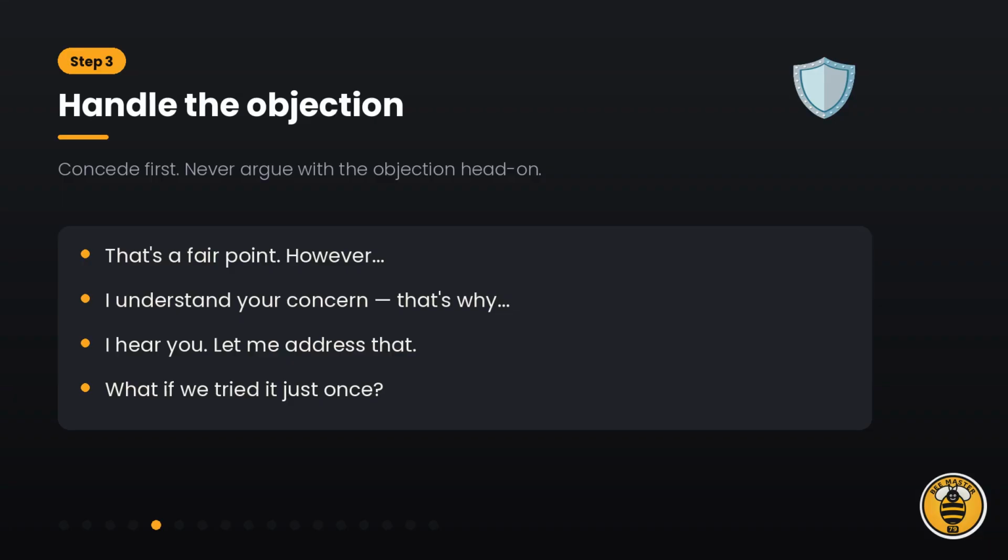Step 3. Handle the objection. The rule here is simple. Concede first, then counter. Never argue with the objection head on. Say, "That is a fair point. However," or "I understand your concern. That is why." "I hear you. Let me address that." "What if we tried it just once?" Agreeing with part of what they said is what earns you the right to disagree with the rest.